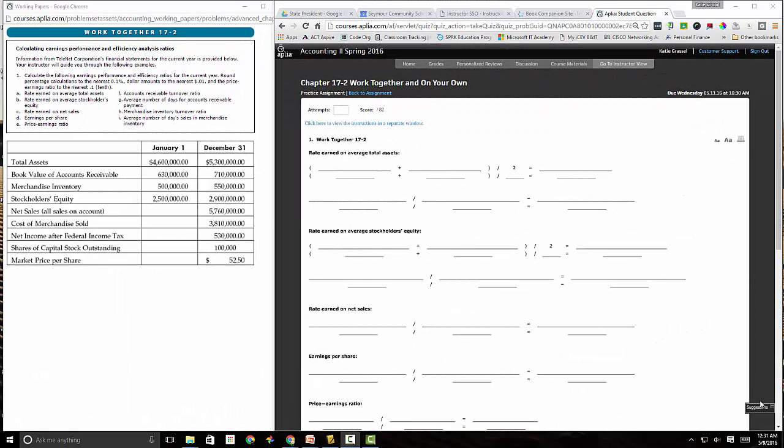So we have a lot of formulas that we need to go through here in section 17-2. Looking at our work together, we have to calculate the following earnings performance and ratios for the current year. Round our calculations to the nearest 0.1%. Dollar amounts need to be to the nearest 0.1 cent, and price-earnings ratios to the nearest tenth.